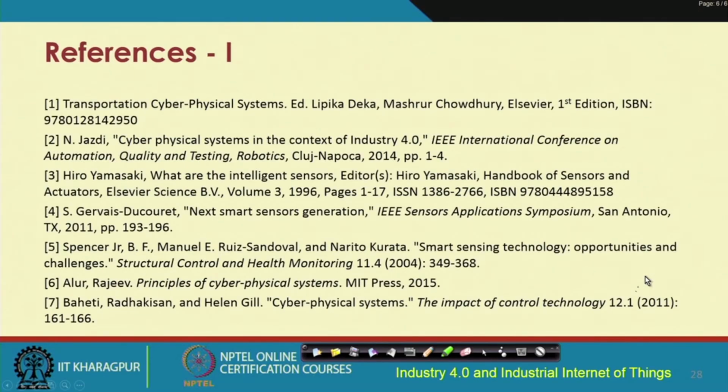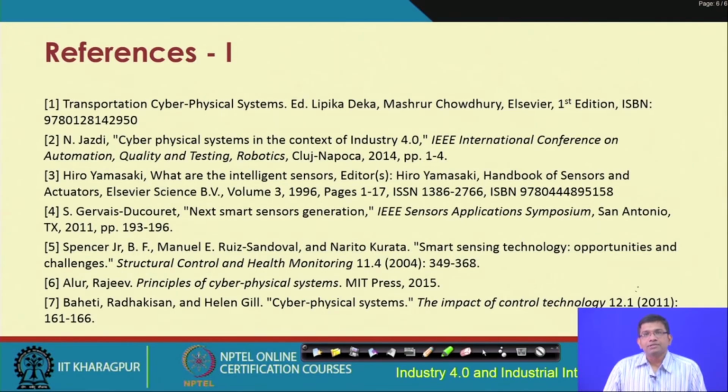With this we come to an end of cyber physical systems and next generation intelligent sensors discussions. This brief idea about cyber physical systems and the use of intelligent sensors equips you with an understanding of how you can go forward in the years to come if you have to make your industry compliant with Industry 4.0 expectations, the objectives of Industry 4.0 and so on.